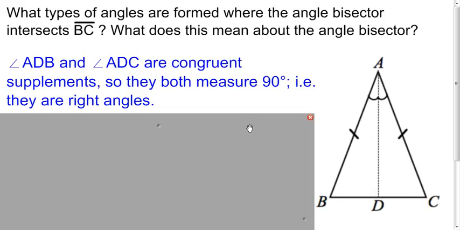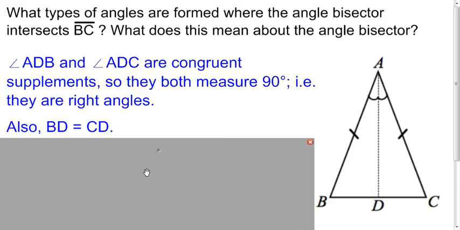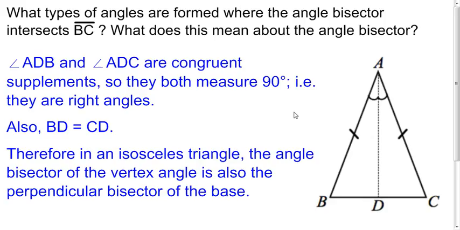And what does that mean about the angle bisector? Well, we know that BD is equal to CD, because those are corresponding parts. So that is also a perpendicular bisector of the base. It's an important property.